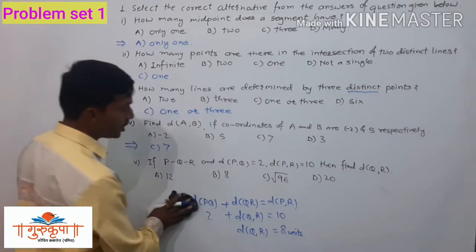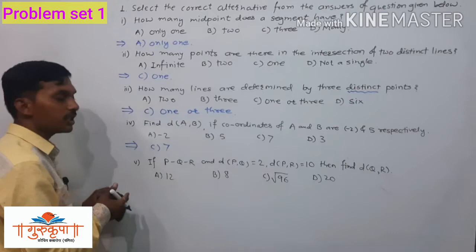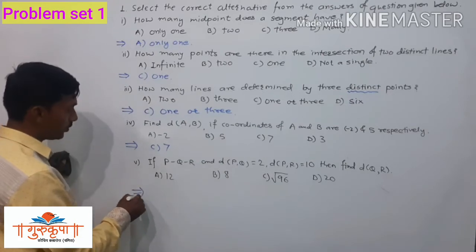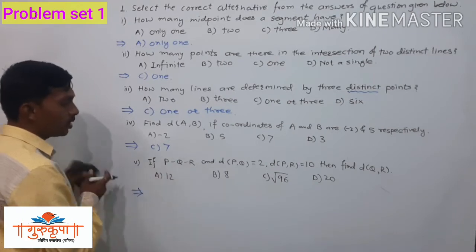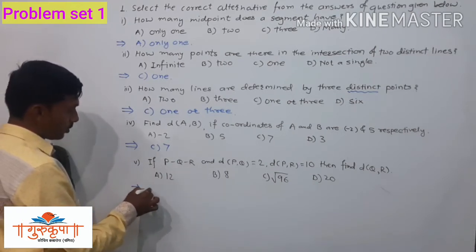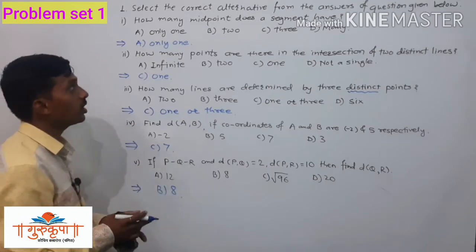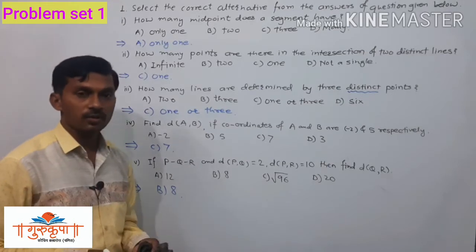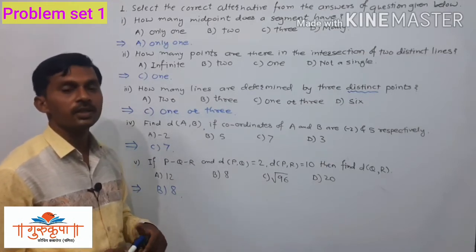Here it is not necessary to write the answer in detail, as we have to select the correct alternative only. So here we are going to write the answer as option B, that is 8. Option B, that is 8 units. So this is all about the first question from the first problem set of the lesson Basic Concepts in Geometry.